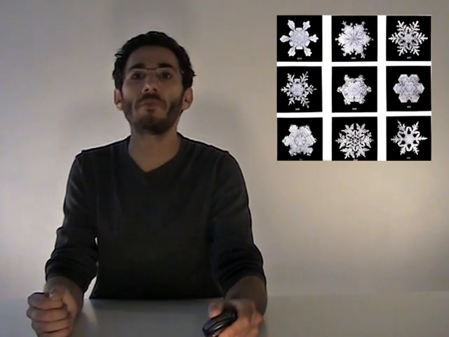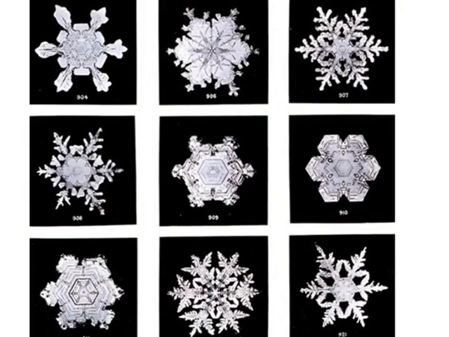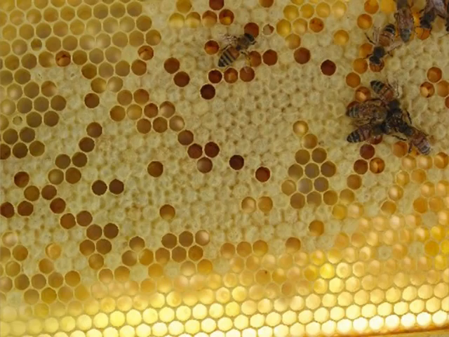Although most forms found in nature are organic, there are many natural forms that are geometric. These include things like snowflakes, salt crystals, and honeycombs.